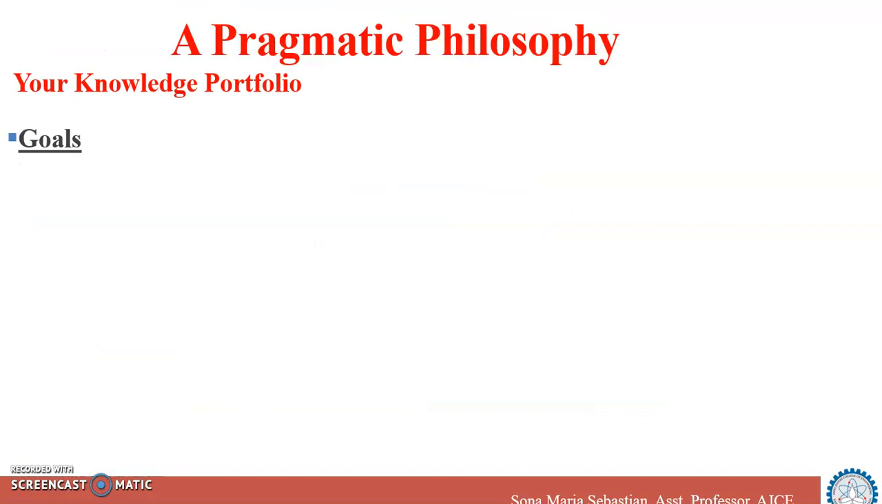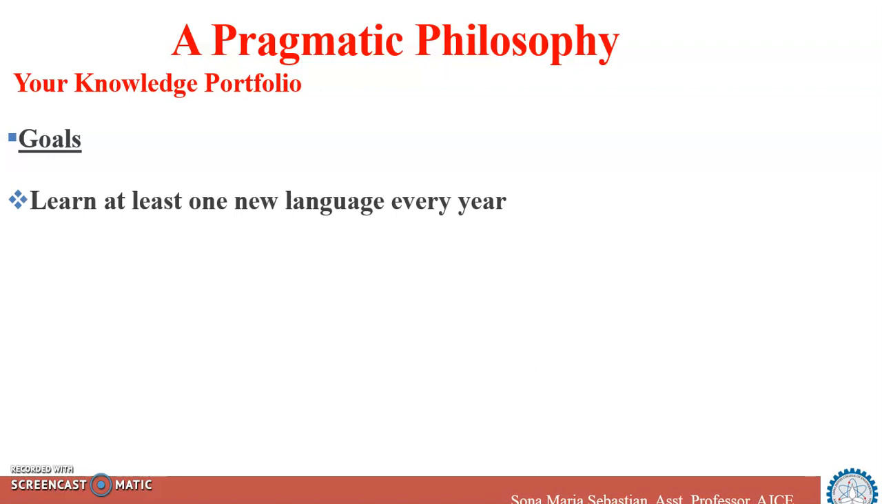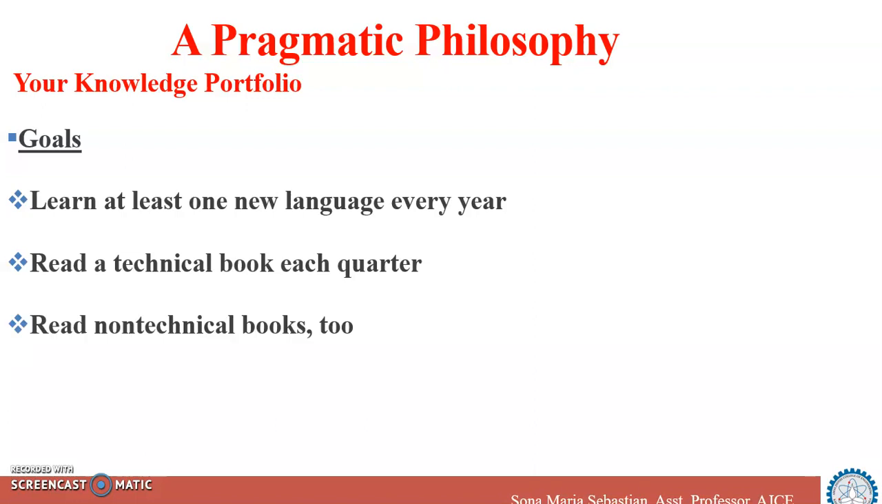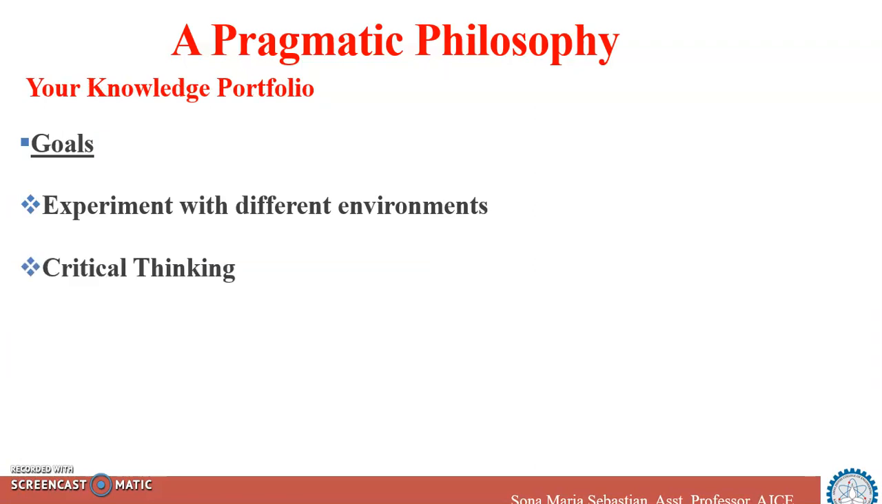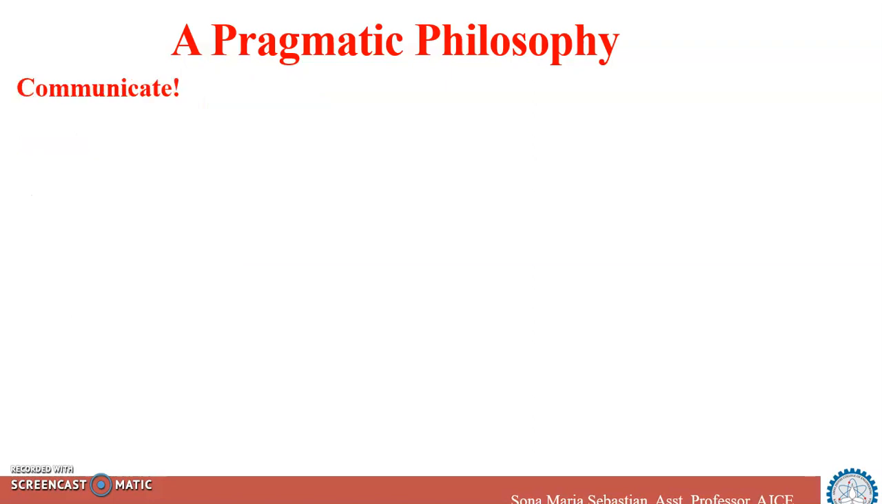And next, moving to the goals. First one, learn at least one new language every year. Second one, read a technical book each quarter. Next, read non-technical books too. Take classes, participate in local user groups, experiment with different environments, which means always update with different technologies. And the last one is critical thinking. This means you should critically analyze what you read and hear. That is all about the goals.